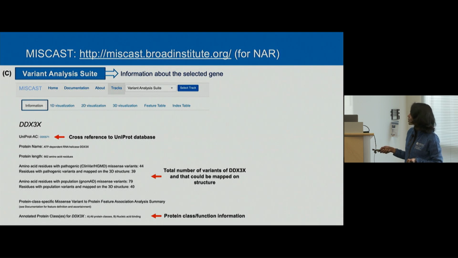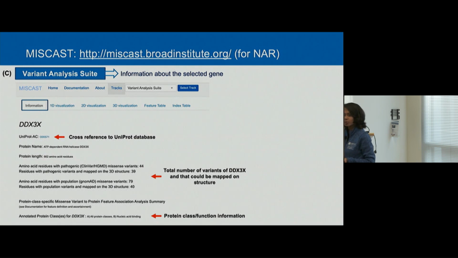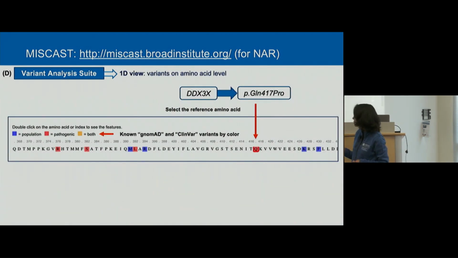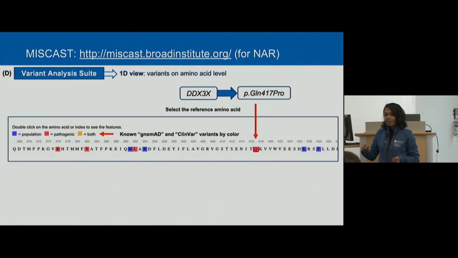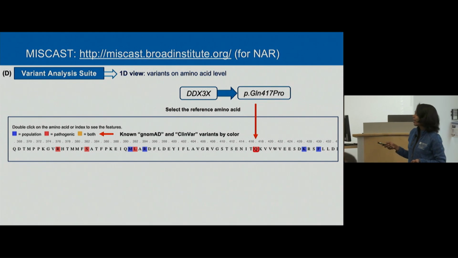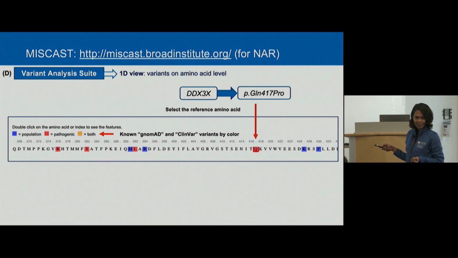And what you can also see is this DDX3X gene is annotated as, of course, all protein class and also as a nucleic acid binding protein. So this shows the annotated protein class for this gene. Now in this one-dimensional view, you have the whole protein sequence where the pathogenic variation, population variation, and the overlap are mapped on the sequence space.